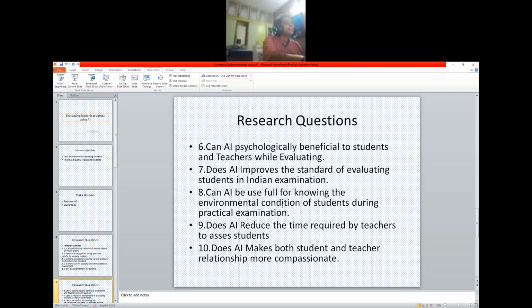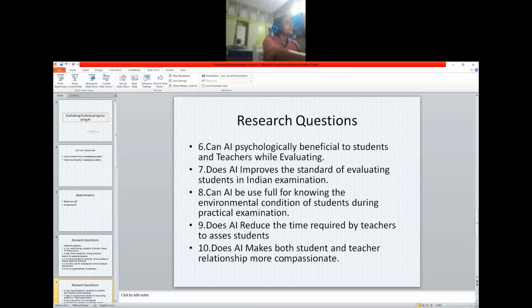And can the environmental conditions also be more accurately assessed using this, especially during practical examination? And does this reduce the time required by the teachers to assess the students? And does this make the student and teacher relationship more compassionate or whatever it is? And I think I have to study more for this. So this is one topic I had.